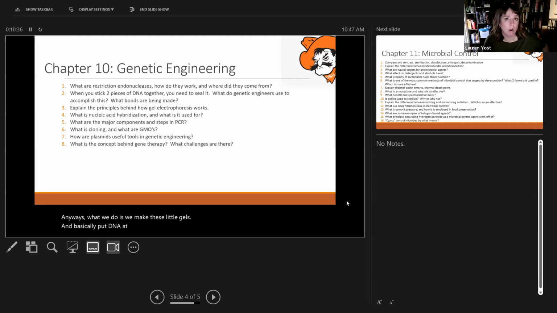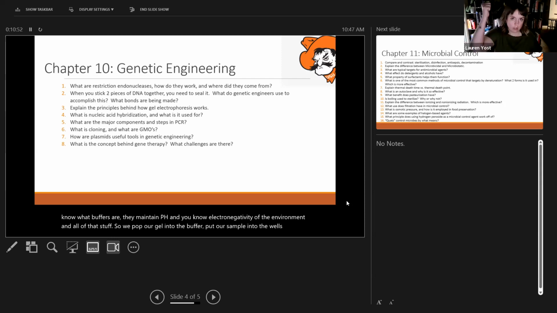our sample at one end, in a solution, a buffer. You guys know what buffers are. They maintain pH and electronegativity of the environment and all of that stuff. So we pop our gel into the buffer, put our sample into the wells, turn on the electricity, and because of the charge of DNA being negative, it's going to move down through the gel.